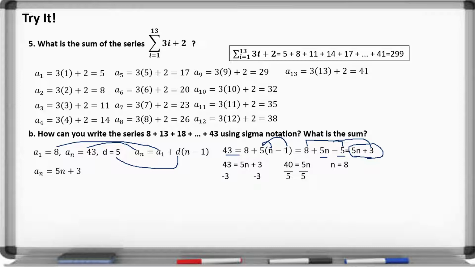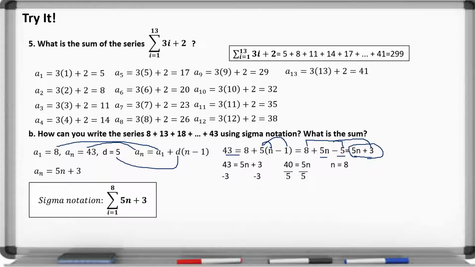All right, since we know that, we can write it in sigma notation. We know that n is equal to 8 because we have 8 terms now. We always start from 1, and now we know that an is equal to 5n plus 3. So this should actually say i. So cross that out. This should actually say 5i plus 3.